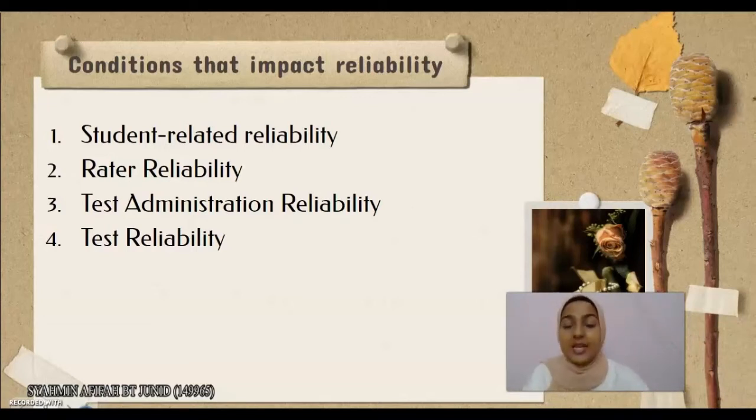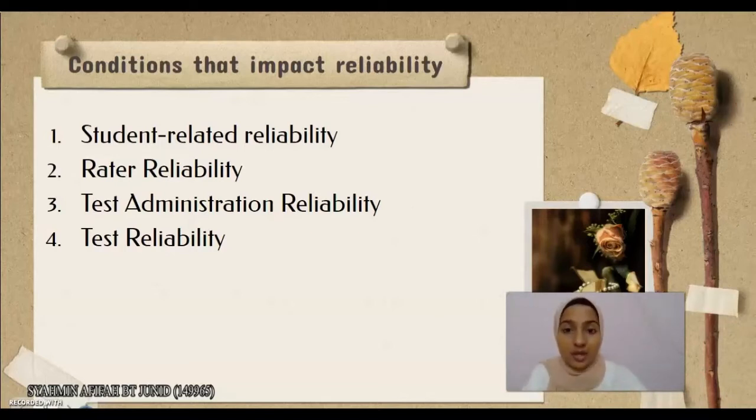Another factor is test administration reliability. Now, unreliability may also result from the conditions in which the test is administered. So, for example, students are required to listen to a recording during an oral comprehension test. But because of street noise outside the building, students sitting next to the windows can't hear the tape accurately. So this is a clear case of unreliability caused by the conditions of the test administration.